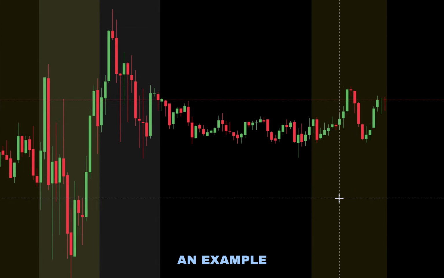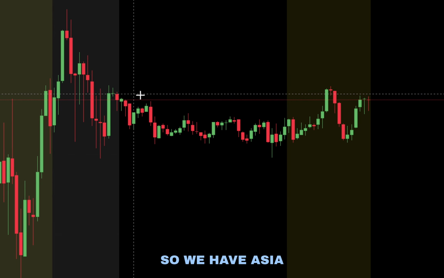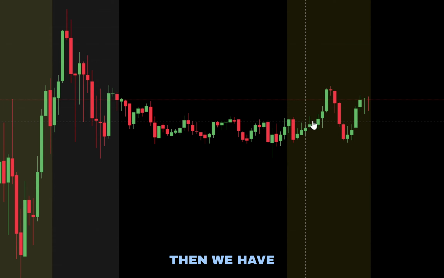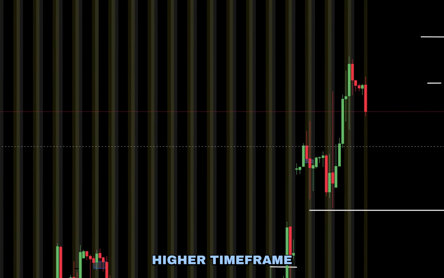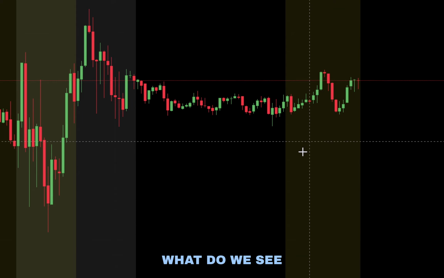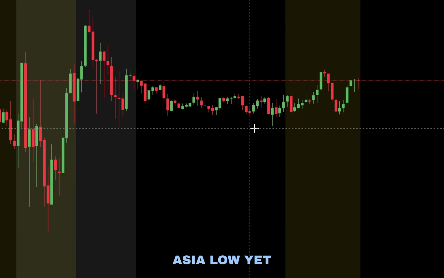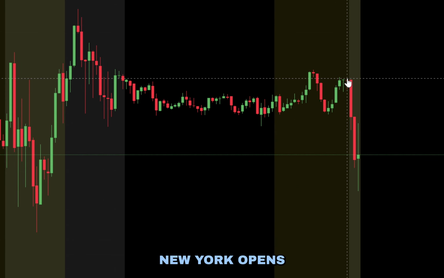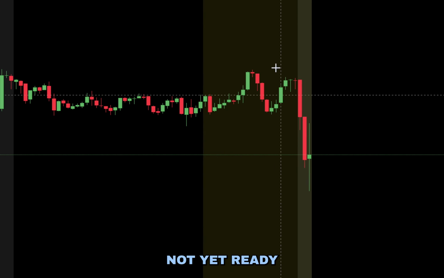Now I'm going to show you guys an example of this happening, backtested in real time. So we have Asia high, Asia low. Then we have London. Our higher time frame trend is bullish. If we go to a higher time frame, we're definitely bullish. What do we see? We see accumulation over here. We haven't manipulated Asia low yet though. Next thing you know, New York opens and we have manipulation happen. But we're not yet ready to get in.